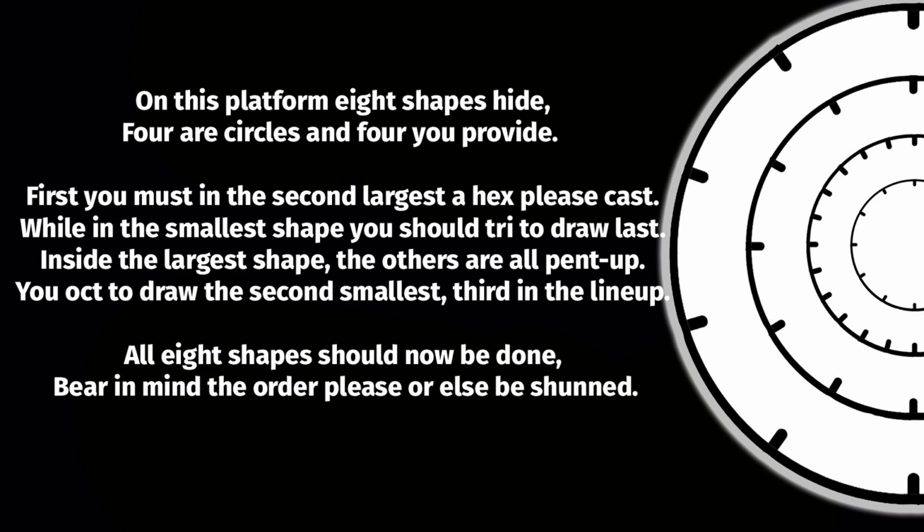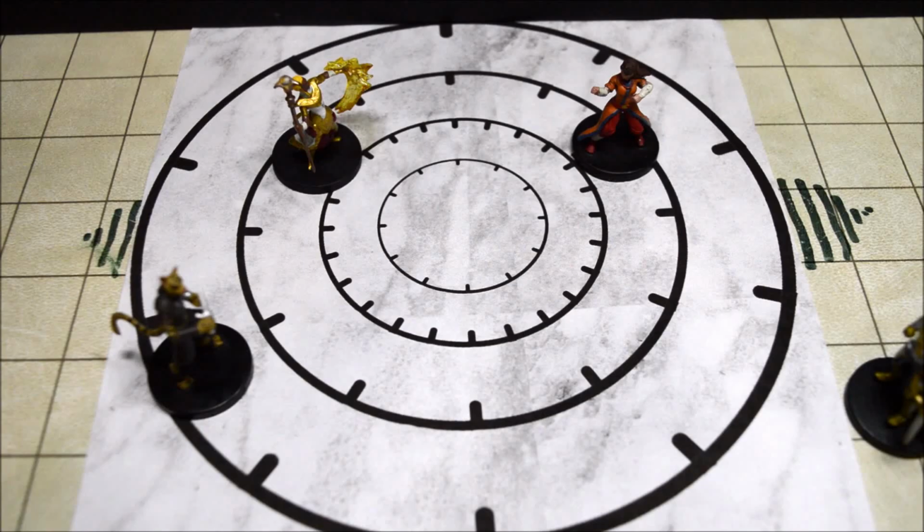So there's 3 important things in this line. The first one is the word first, which means we need to do this action first. The second one is the second largest. So we're going to need to go into the second largest circle. And then the third clue in this line is hex. And hex means 6. So we're going to need to draw a hexagon in the second largest circle.